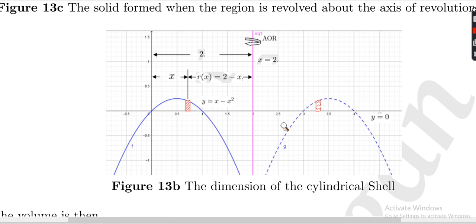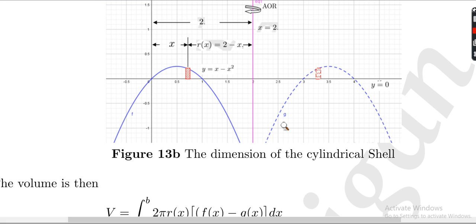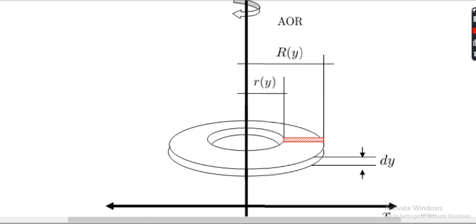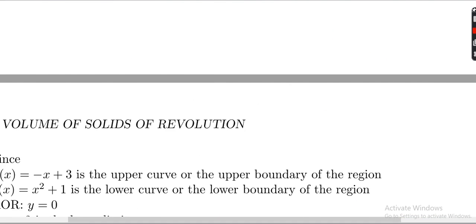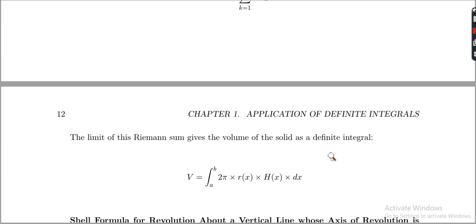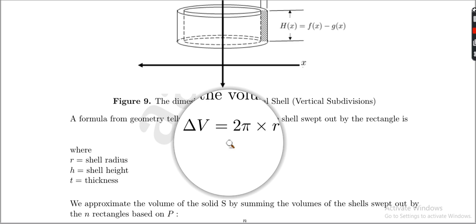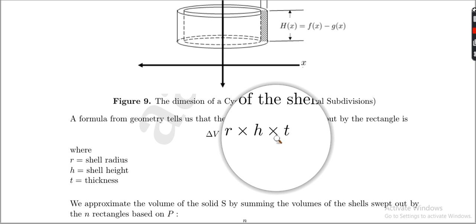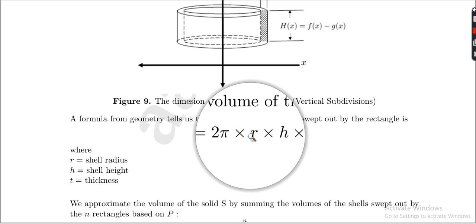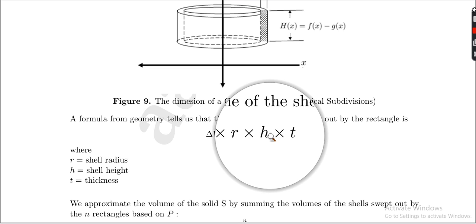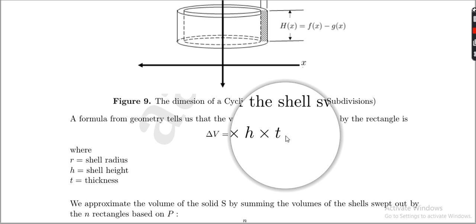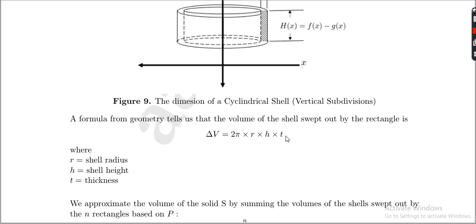Now for the dimension of the cylindrical shell, we need this to know which values we will substitute into the formula. Again, as we recall, the formula for the volume of a cylinder is 2 pi. Let's go back to the introduction of our topic. The volume of a cylindrical shell is equal to 2 pi times r times h times t. So r is the shell radius, h is the height of the cylinder, and t is the thickness of the cylinder.